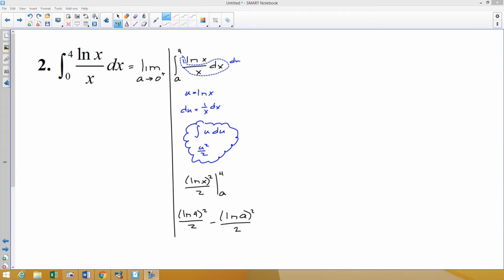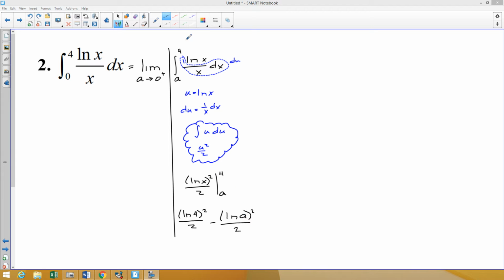Alright, so there we go. This was a U substitution problem, and you can kind of see my thought process here on paper. U is natural log x, 1 over x dx is the du, so it turns into a very nice integral after the U substitution, and you end up with natural log x squared over 2 for the antiderivative, evaluated from a to 4.